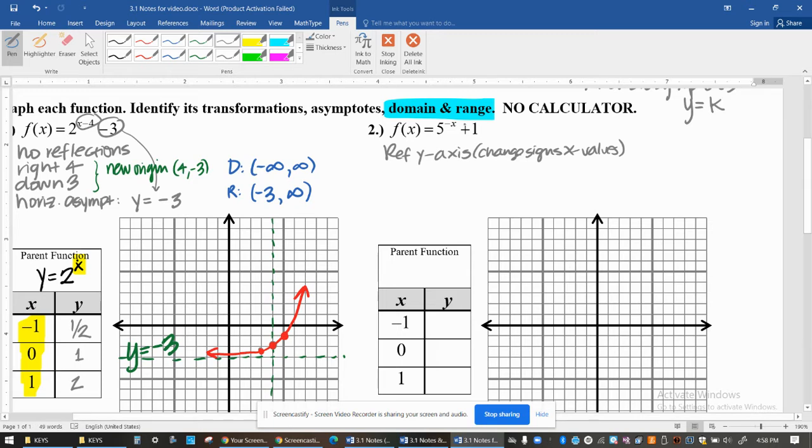Okay, there's no number added or subtracted, so there are no horizontal shifts, but there is a vertical shift up 1. That means my new origin is going to be at (0, 1). 0 because there were no horizontal shifts, and 1 because it was up 1.